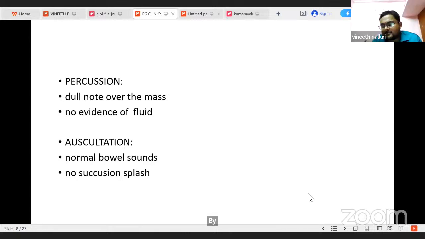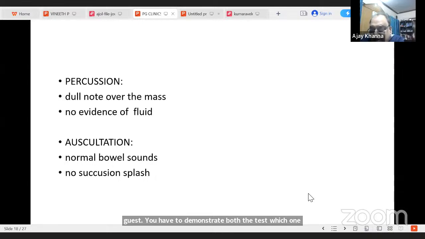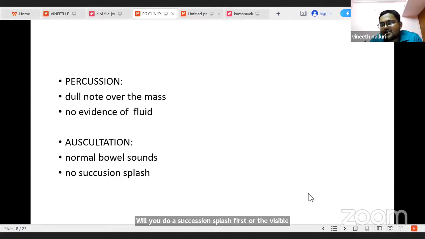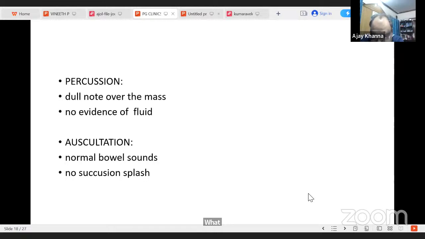Okay. Next, if you have to do a succussion splash and the visible gastric peristalsis, you have to demonstrate both the tests. Which one will you do first? Will you do a succussion splash first or the visible gastric peristalsis first? The succussion splash. Why? Why will you do a succussion splash first?